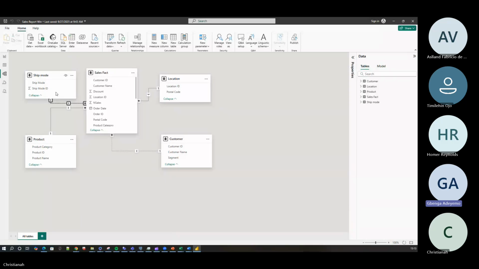And the ship mode table is a dimension table that just talks about a business entity. So the ship mode is the business entity. It talks about the different ways that the products are being shipped. We have product that shows a list of all the products that we sell in the organization. We have location. The location can be either based on where the customers that we are dealing with live, and it might also be location based on where the business is operating from.